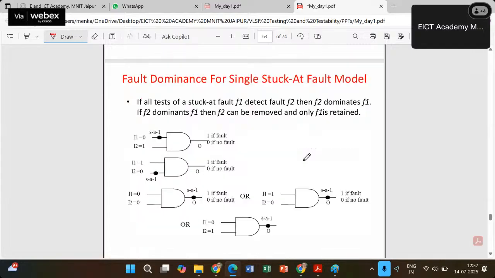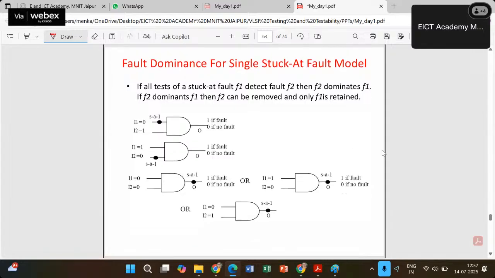Now, next one in the list is fault dominance based collapsing. So what is dominance? Dominance means some fault which is dominating. By definition, if all tests of stuck-at fault F1 detect a fault F2, then F2 dominates F1. It means the test patterns of F1 are a subset of the test patterns of F2. Then F2 dominates F1. If F2 dominates F1, then F2 can be removed and F1 can be retained. That guarantees that if we supply this set of test vectors, then F2 will get detected.